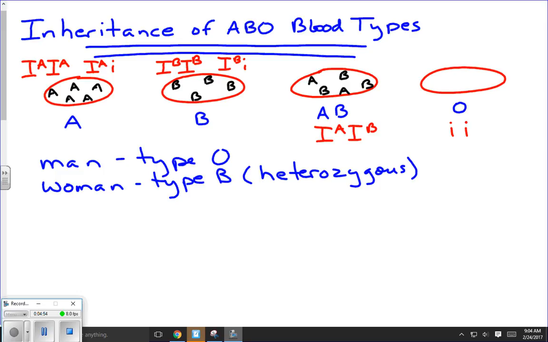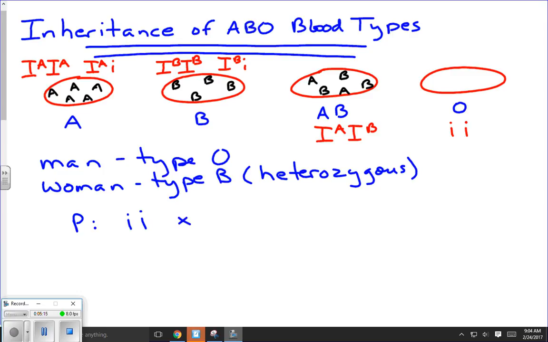So if we cross these 2 individuals, the question we might ask is what could be the possible blood types of their children? For the man and the woman, we'll call that our P generation. The man is type O blood. There's only one genotype that can result in type O blood. That would be little i, little i.